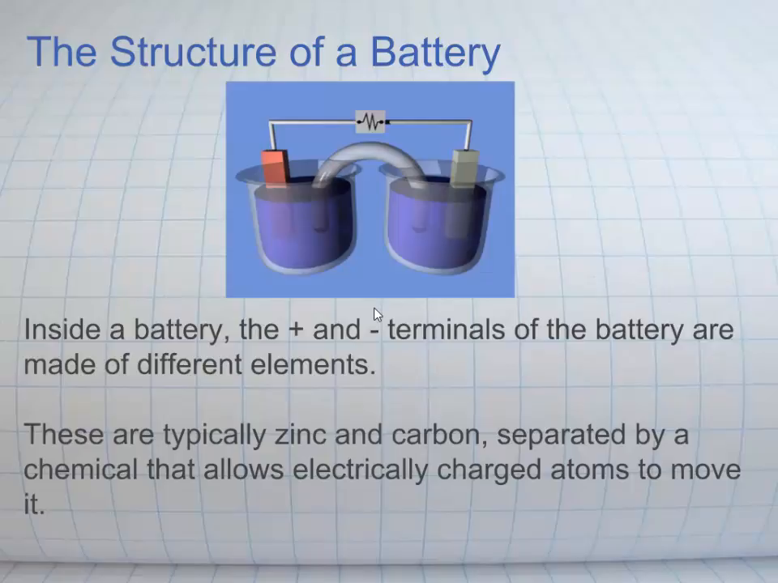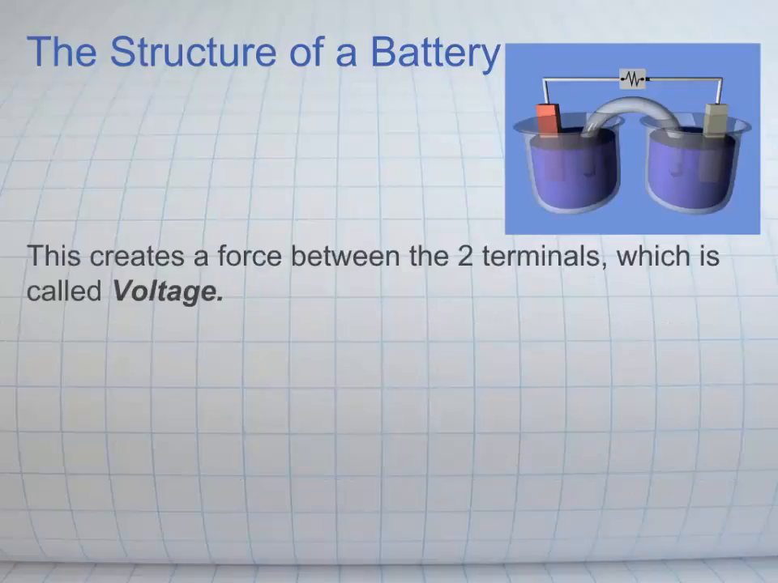You've seen batteries blow up, right? They blow up and then there's this acid residue that's left. Okay, so there's a force between the two terminals of the battery. That force is called voltage.